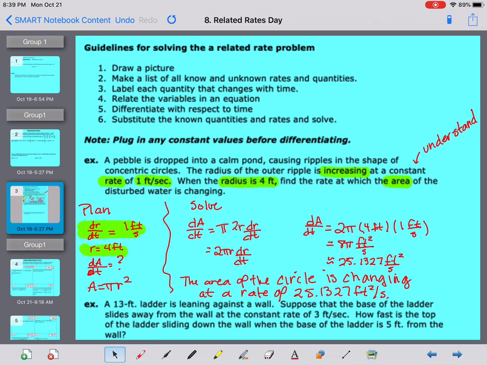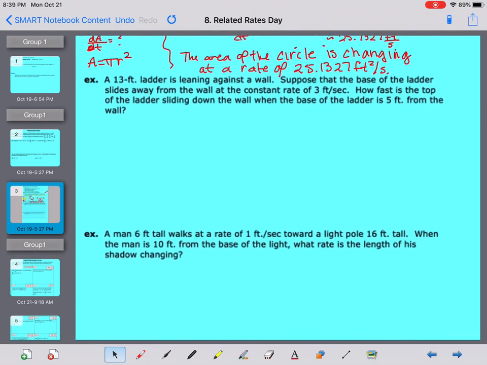Okay, so the second problem says a 13-foot ladder is leaning against the wall. Suppose that the base of the ladder slides away from the wall at a constant rate of 3 feet per second. How fast is the top of the ladder sliding down the wall when the base of the ladder is 5 feet from the wall?